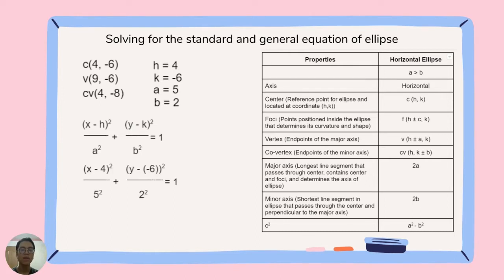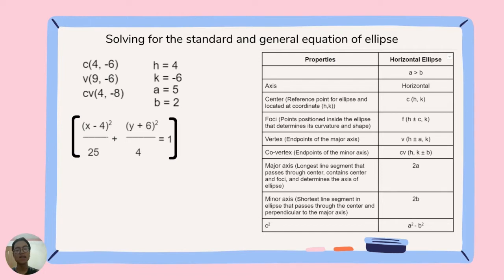Then it would become (x minus 4) quantity squared all over 5 squared plus (y minus negative 6) quantity squared all over 2 squared equals 1. And we are going to perform the necessary operations. So we have (x minus 4) quantity squared all over 25 plus (y plus 6) quantity squared all over 4 equals 1.